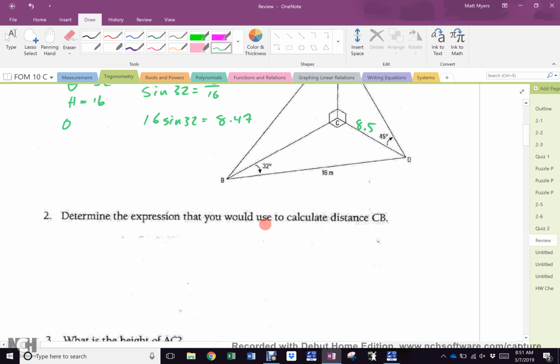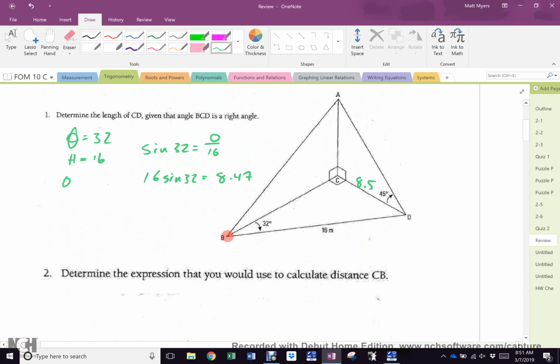Number 2, determine the expression you would use to find CB. That is this one. The expression you would use. You have infinite choices. You could use Pythagoras because you now know the hypotenuse on that side. You could use cosine because adjacent hypotenuse. You could use tan because opposite adjacent. You could even, if you were really crazy, say this was 58 and use sine again.